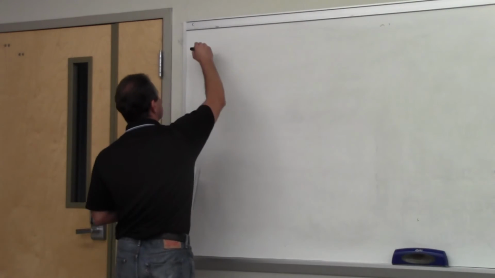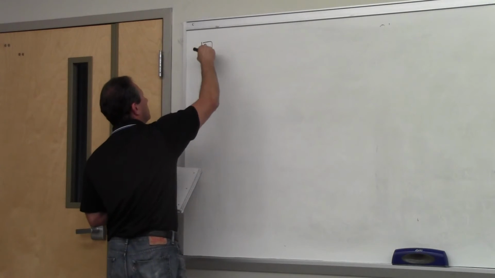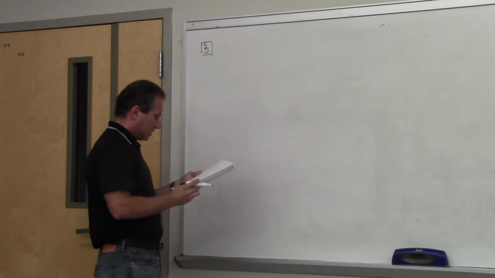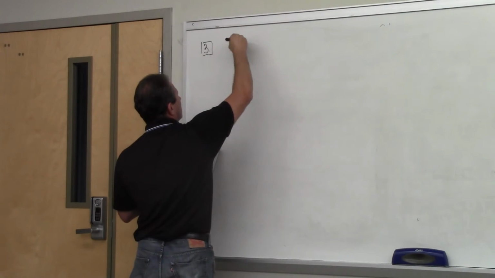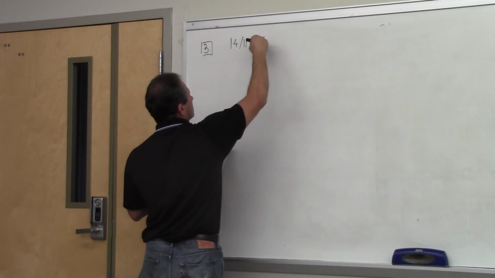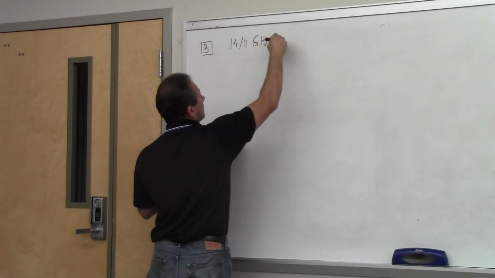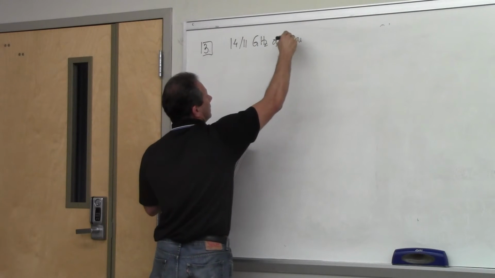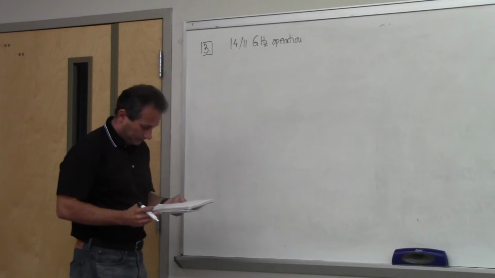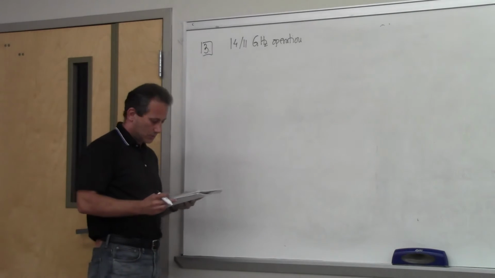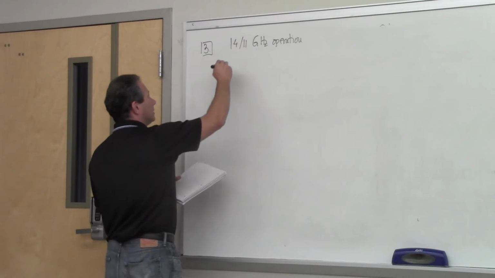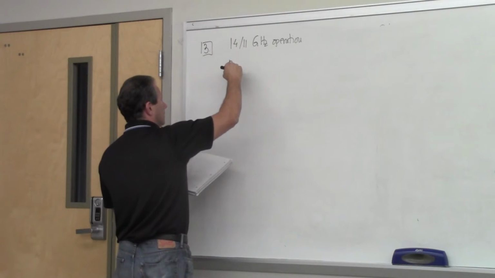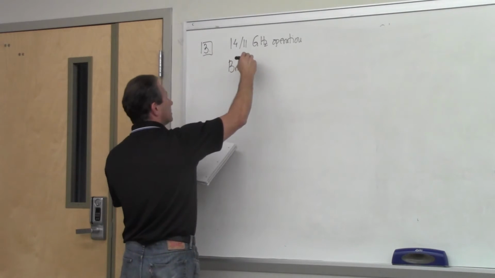Okay, this is problem number 3. It says a 14/11 gigahertz, so we have 14/11 gigahertz operation. What band are we talking about here? K, Ku band. It has a transponder with a bandwidth of 52 megahertz.